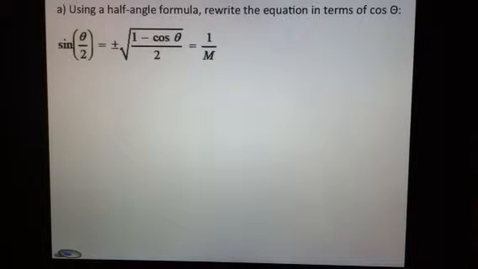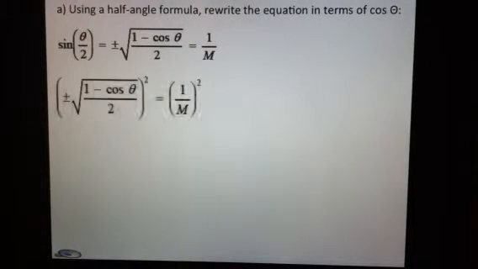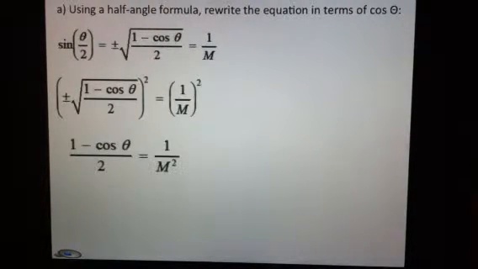And now, back to the problem. Part A. Using a half-angle formula, rewrite the equation in terms of cosine of theta. So we know that our initial equation is sine of theta over 2 is equal to plus or minus the square root of (1 minus the cosine of theta) over 2, which is also equal to 1 over the Mach number. We're going to square both sides to get rid of the square root, thus giving us (1 minus the cosine of theta) over 2 is equal to 1 over the Mach number squared.